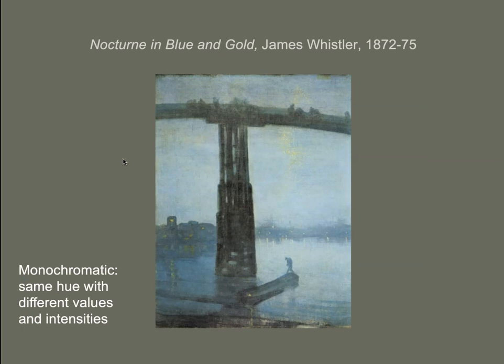So the selective use of two or more colors in a composition are known as color harmonies. And there are several different color harmonies that we're going to talk about. The first is monochromatic. Monochromatic refers to a composition that uses the same hue with different values or intensities. An example of that can be seen here in Nocturne in Blue and Gold by James Whistler from 1872.